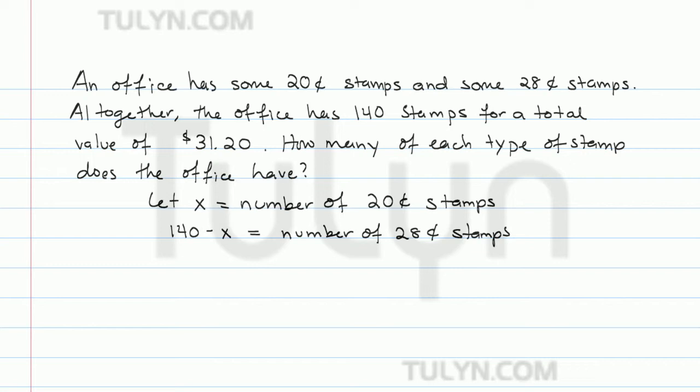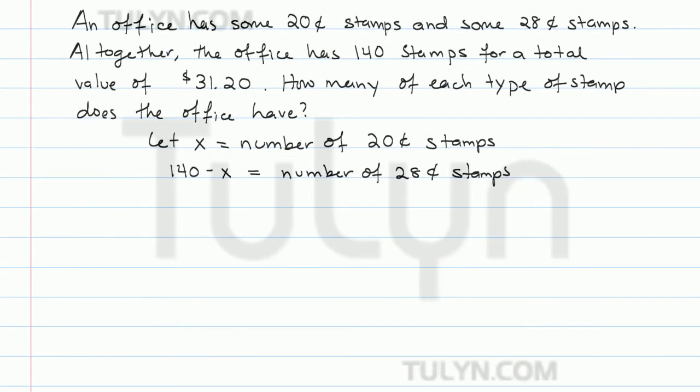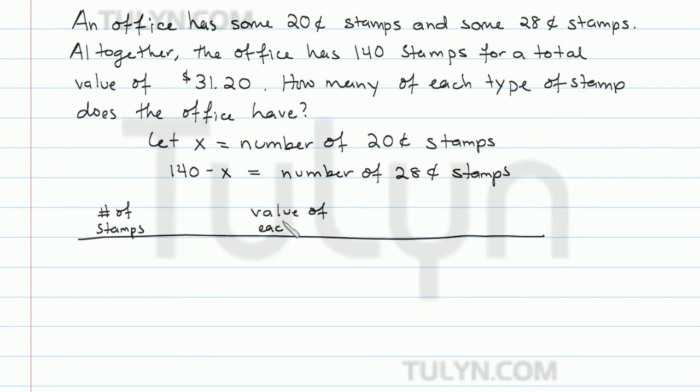Okay, so now we've labeled our variables, and we know that the total value of the stamps adds up to $31.20. So what we want to do is find cent values for each of the 20 and 28-cent stamps. The best way to do that is with a table. So I want to write number of stamps, the value of each stamp, and the total value in cents.